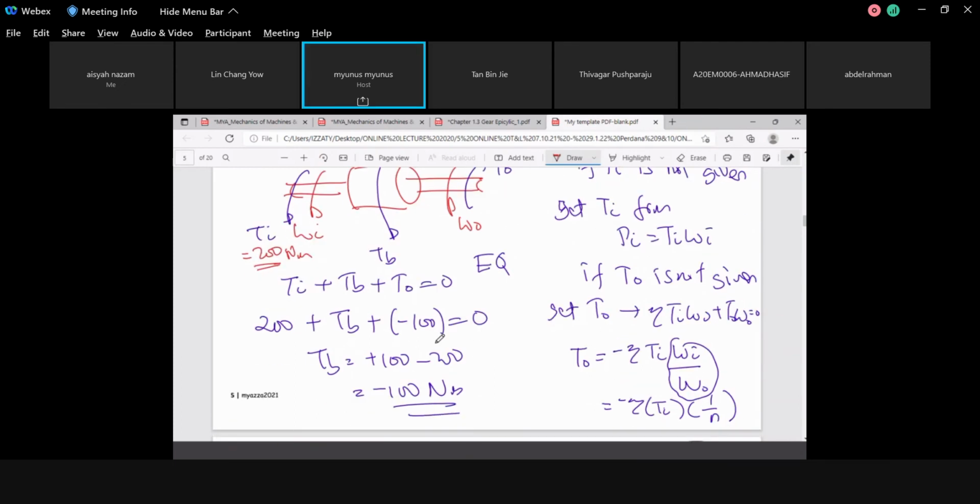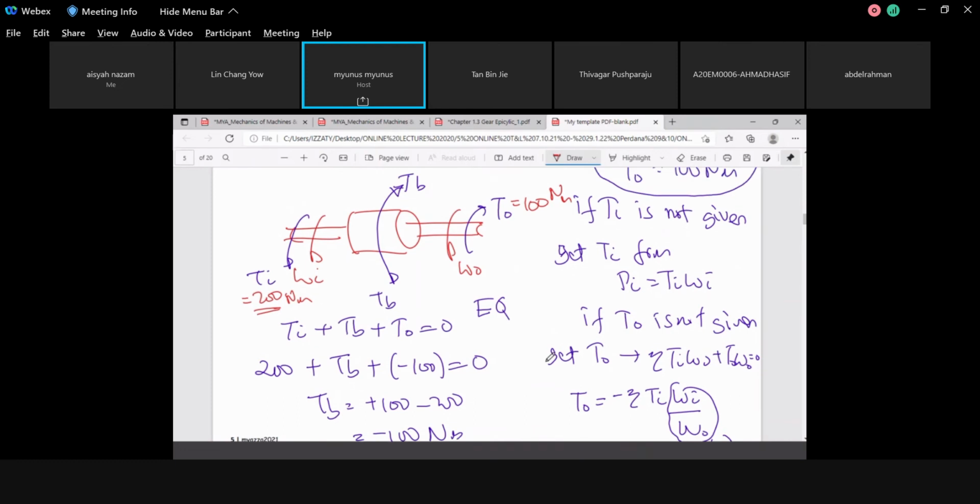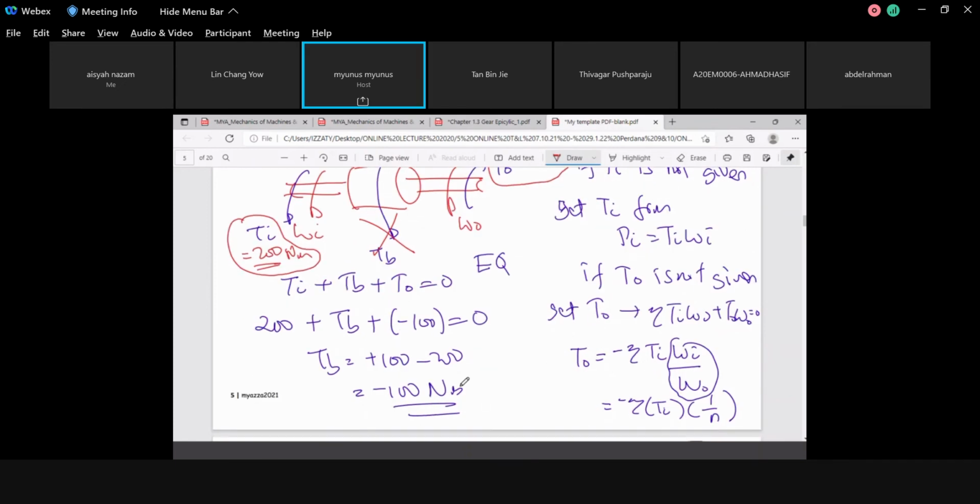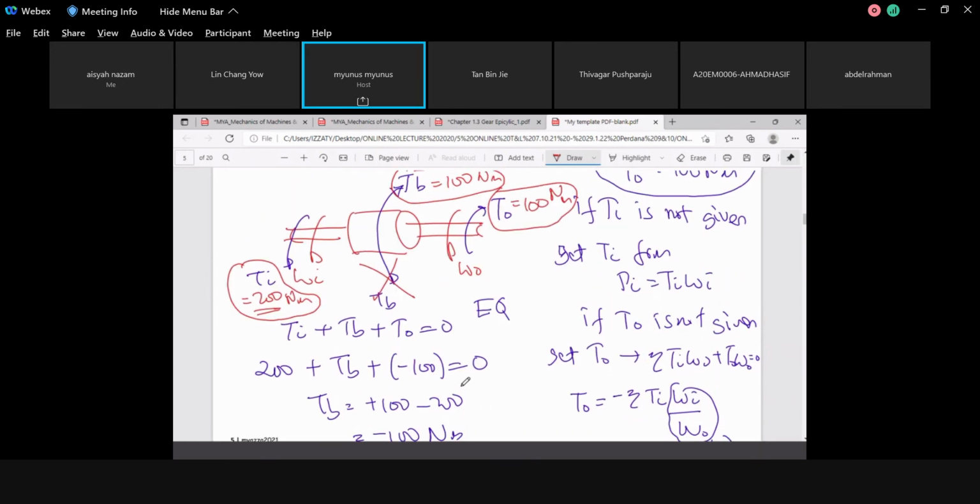So where will TB be now? Of course, TB will be here, isn't it? Yes or no? This one is not correct. Then it is in equilibrium condition, because this one is 200, this one 100, 100. You have another one. Is that clear, class? Clear now?